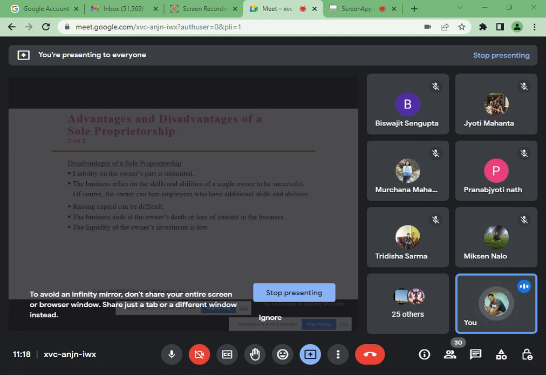Raising capital can be very difficult. The business relies on the skills and abilities of a single-handed person. He may hire some employees, but mainly depends on one person. The business ends at the owner's death or loss of interest in the business.